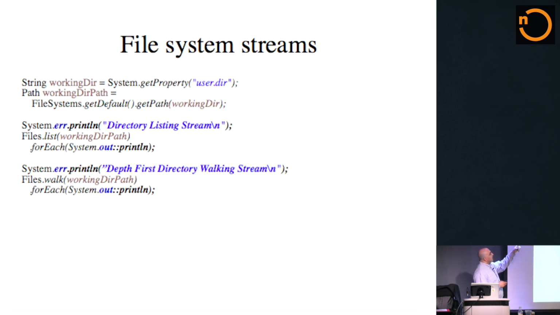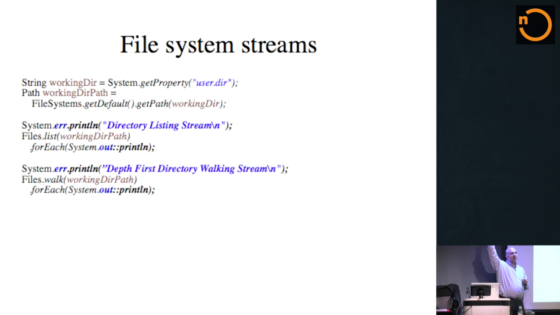In this code here, I'm asking the process to figure out the current user directory, right? And then I'm turning that into a path object, which is from Java 7. Then if I call files.list and give it a particular directory path, what it gives me back is a stream of all the things in that directory.